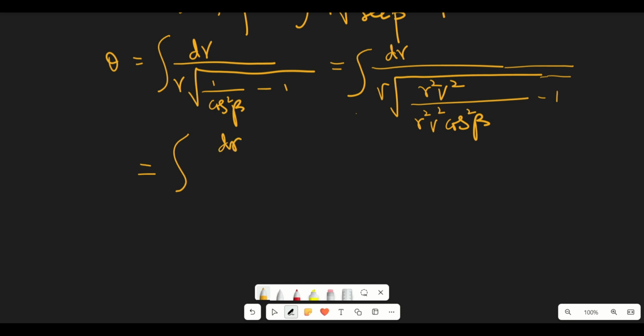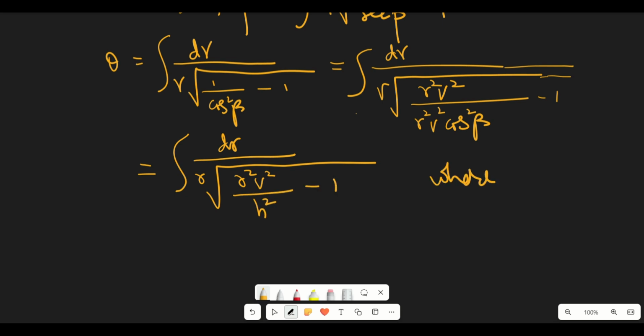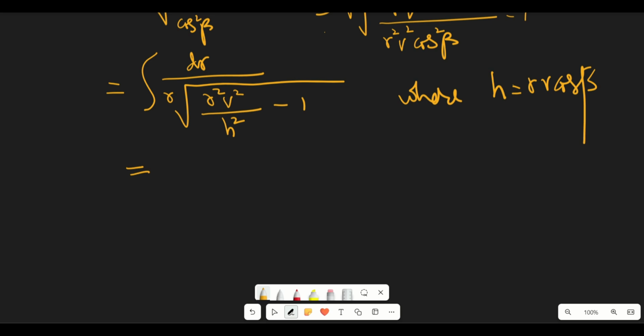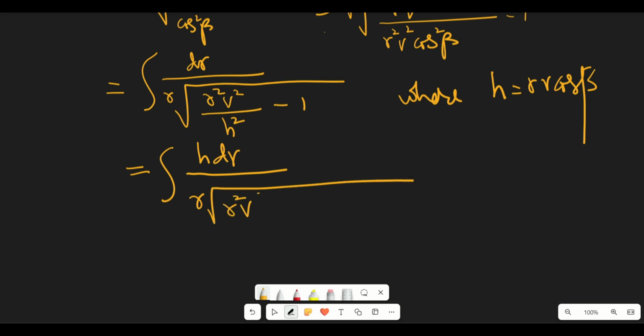Integrate dr over r square v square over h square minus 1, where h is equal to rv cos beta. This is equal to integrate h dr over r square v square minus h square.